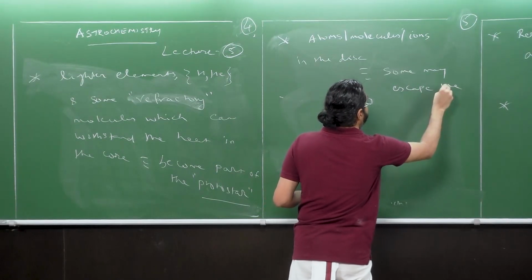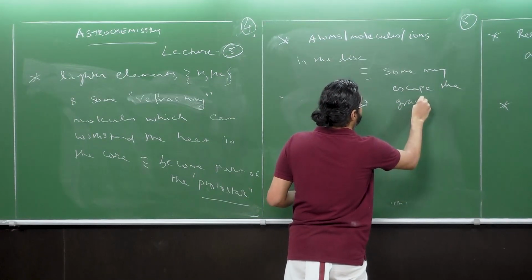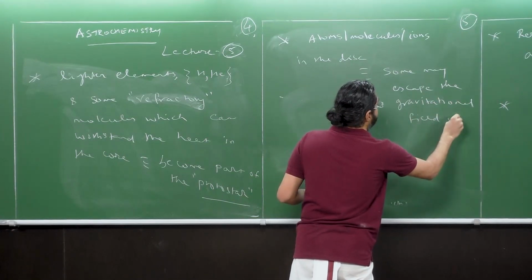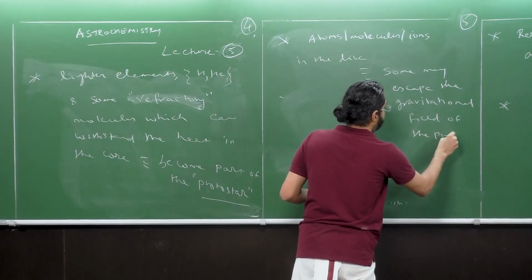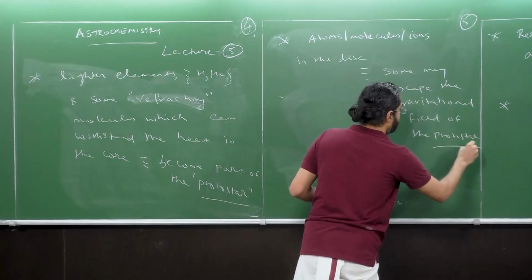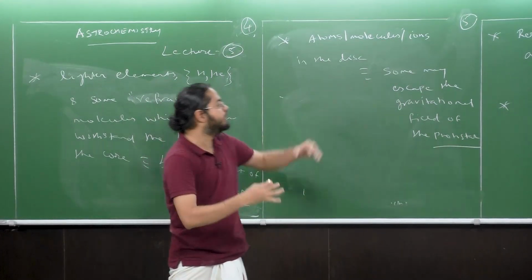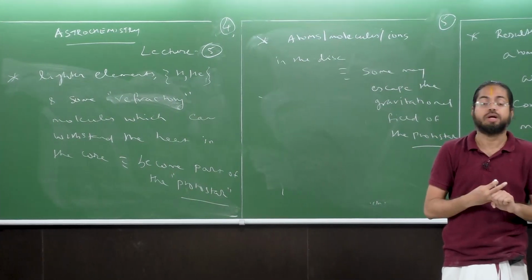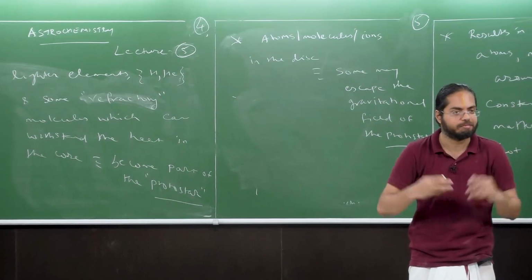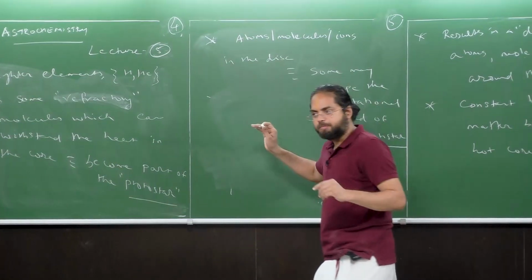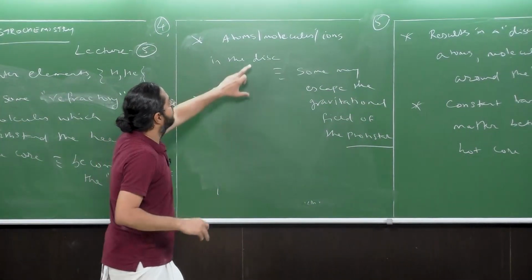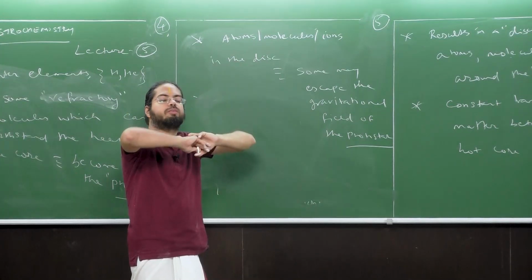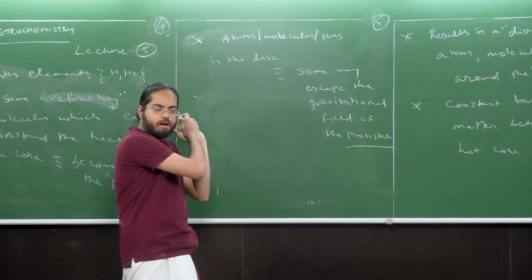Some may escape the gravitational field of the protostar. Now, this event, escaping the gravitational field of the protostar, is an exceptionally important event in our celestial understanding. Okay, right? The fact that some of the molecules may escape and fly as debris from the gravitational field of the protostar.